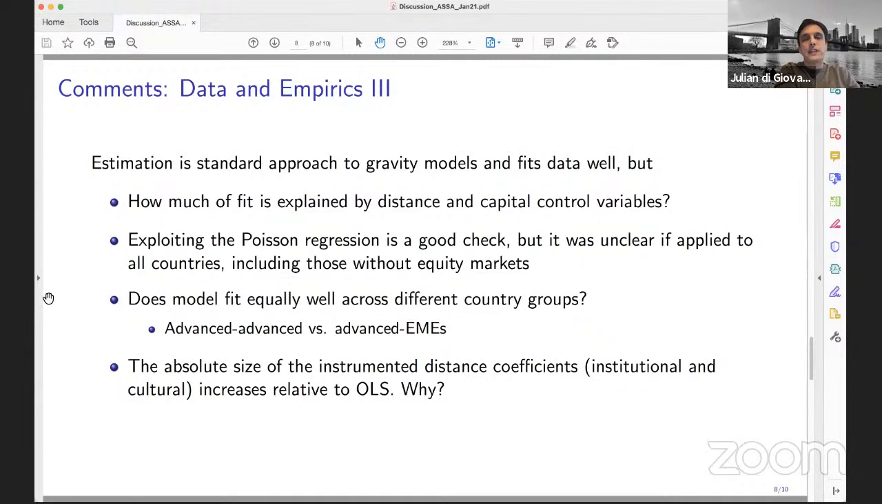Also, how does the model fit across different country groups? For example, advanced versus advanced emerging markets. Okay, and this goes back to gross versus net flows.